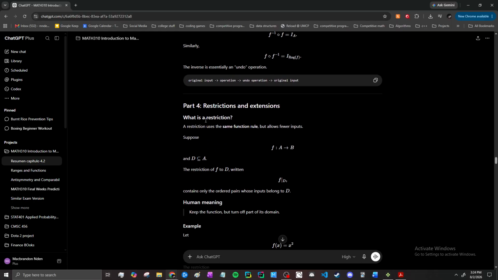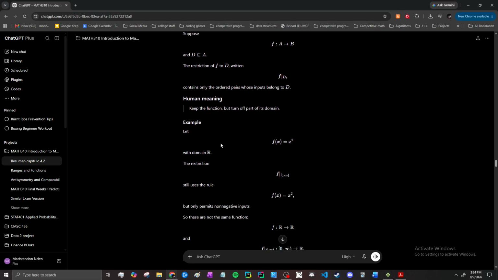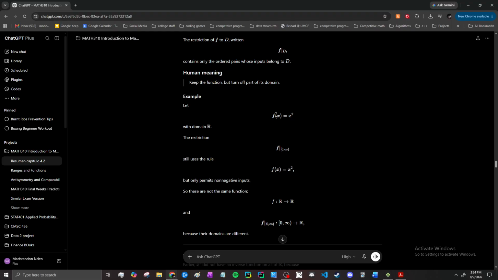Restrictions and extensions. What is a restriction? Restriction uses the same function rule, but allows fewer inputs. Suppose D is a subset of A. Then the restriction of f to D is written as such. Human reasoning: keep the function but turn off parts of its domain. Example: with domain R, the restriction is now no longer R but only positive numbers.